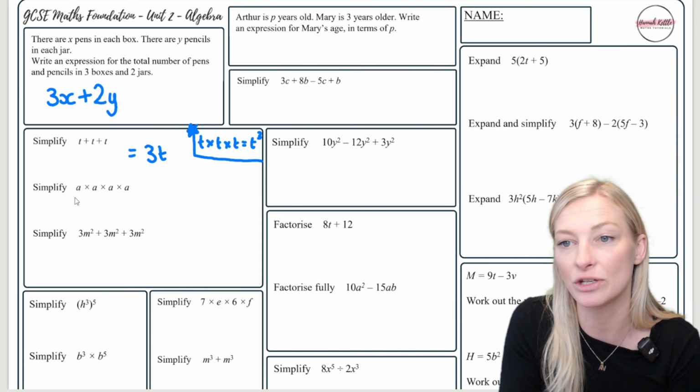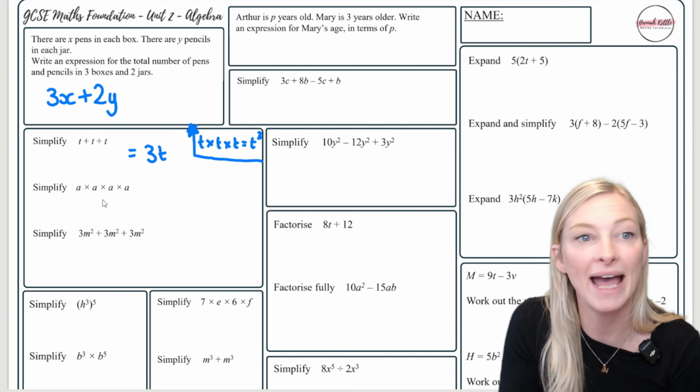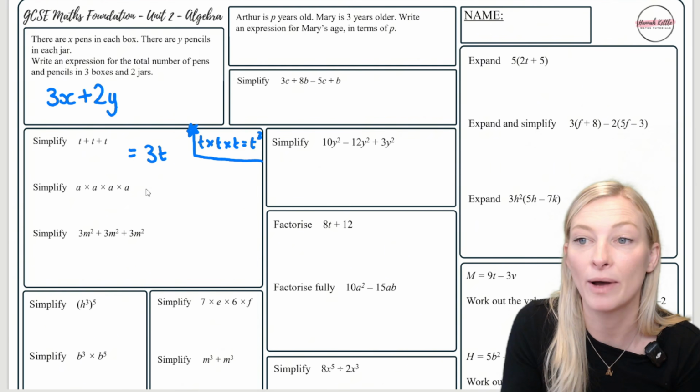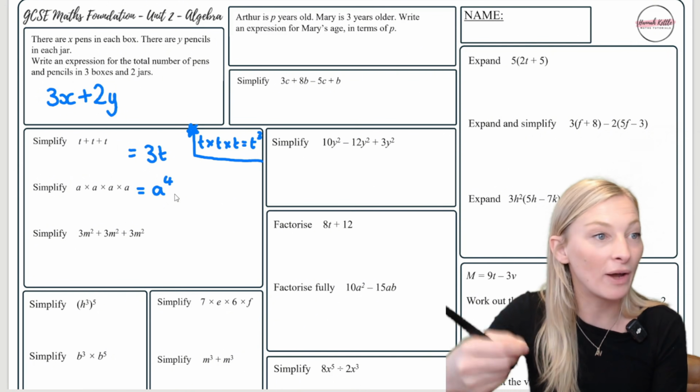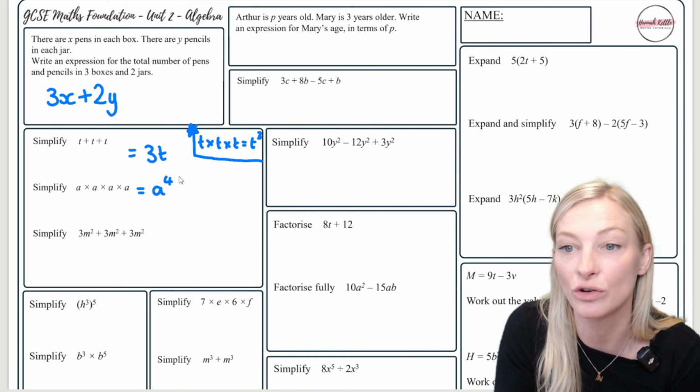So hopefully then this should make sense. a multiplied by a multiplied by a multiplied by a is going to be a to the power of 4. When we are multiplying them together, that power is going to increase.